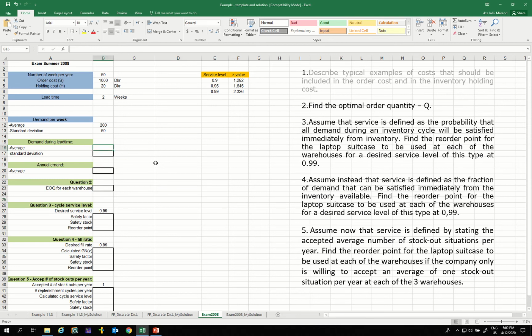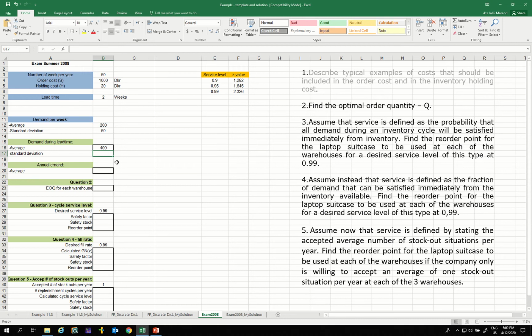Demand during lead time. Let's calculate the average and standard deviation of demand during lead time. The average demand during lead time is the average lead time multiplied by the average demand. So they are both in weeks, so I can do the calculations like this. So 400 is the average demand during lead time.